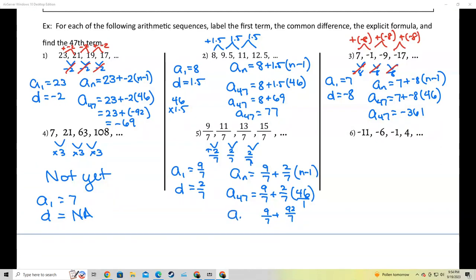So a sub 47 is equal to 9 over 7 plus 92 over 7. Thankfully, I have the exact same denominators, so I can just add those two numbers together, and what I end up with is 101 over 7. I'm going to leave that last problem for you to do, just because my iPad's about to die. Hopefully this made sense, and if you have any questions, please feel free to ask.